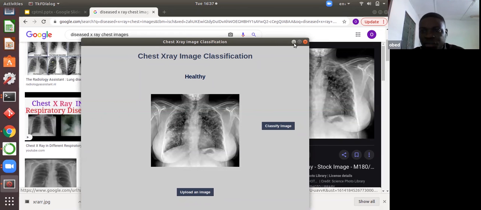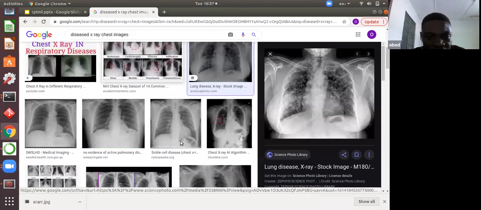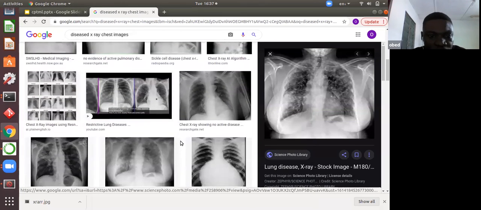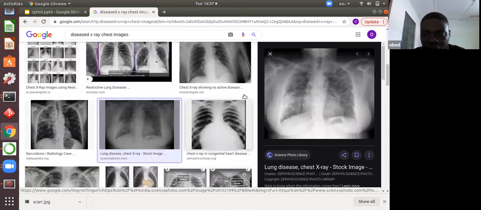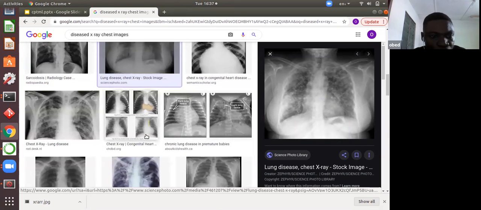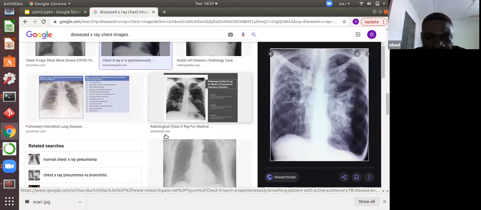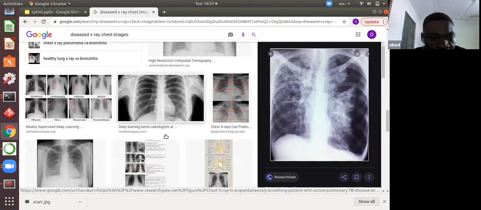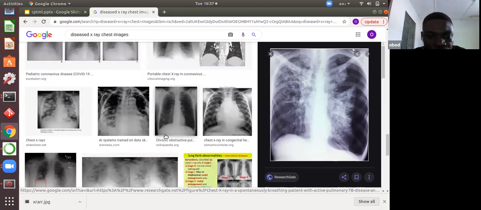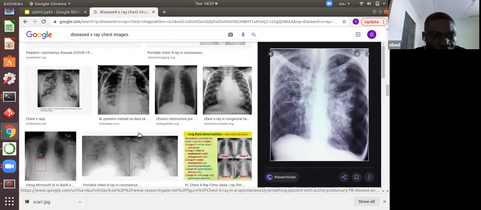But let's see if we get one that is so obvious, and let's see how the model behaves on that. Something like this. Okay, these are just the points where the blood vessels meet with the aorta, so that could be a bit ambiguous. Okay, I think I saw one. Okay, this.